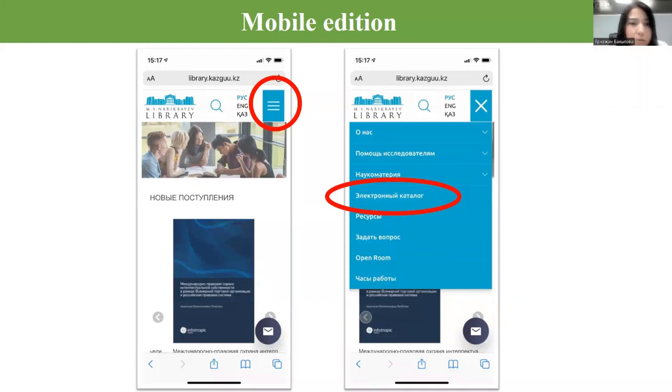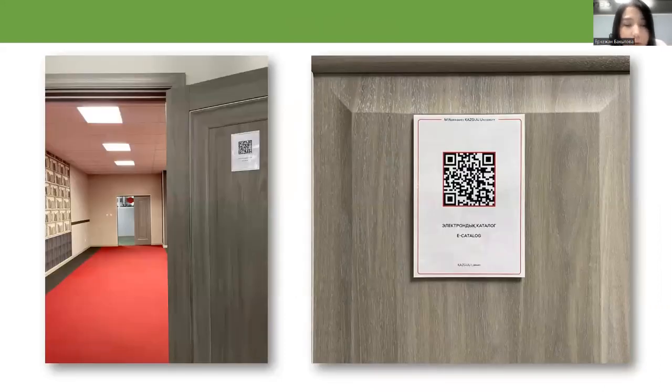You can also use the mobile version of the site through the browser. You need to find our website and click on the button with 3 tabs in the right corner. Then select the electronic catalog in the list on the first line. We also provide QR codes for quick access to the electronic catalog. You can find them in the library on the first floor on the doors.